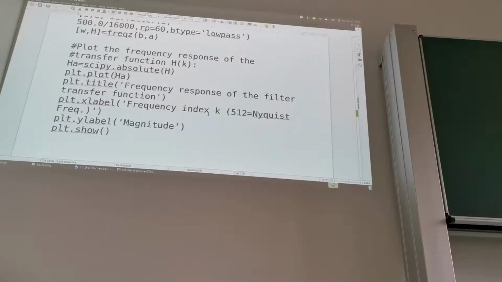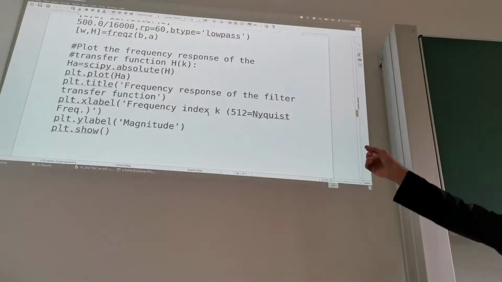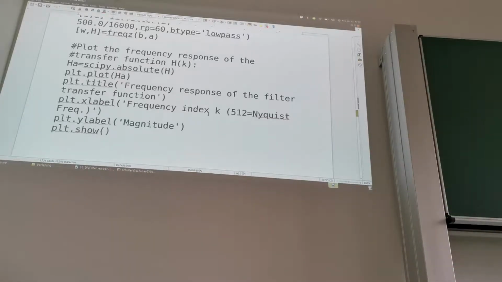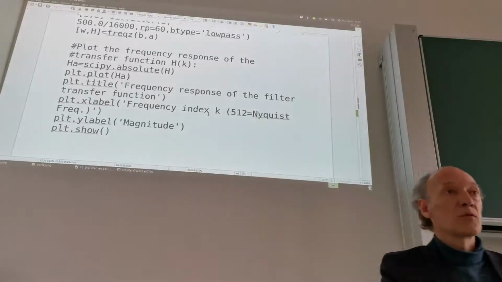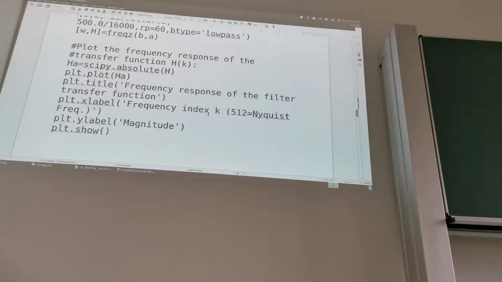So here we actually have the choice. We can plot it with W as the x-axis, which is the normalized frequencies, or we can use this frequency index k. In this case, I'm just using the frequency index k, which goes from 0 to 511 here. But in general, we would plot the normalized frequencies because it's more instructive. So actually, we could try both. First, this one here.